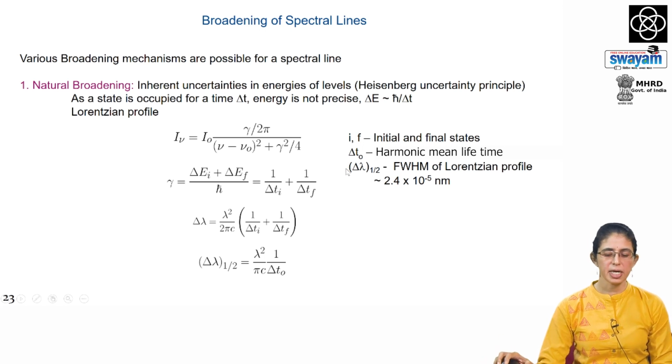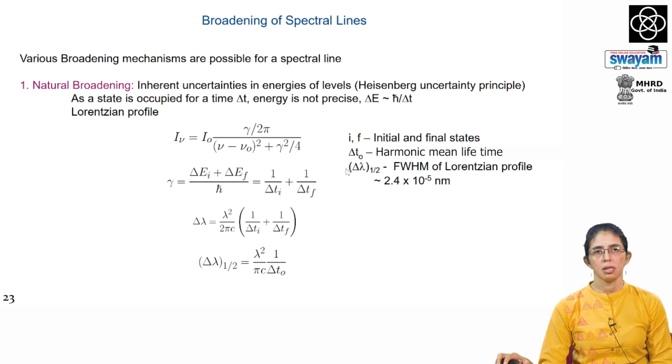There are various broadening mechanisms that are possible for a spectral line, and here we look at them. The first is natural broadening. Natural broadening is the inherent broadening due to inherent uncertainties in the energy levels involved in the transitions. This uncertainty is the outcome of the Heisenberg uncertainty principle. As a state is occupied for a finite amount of time, the energy of the state is not precise and is given by delta E is h cross by delta t.